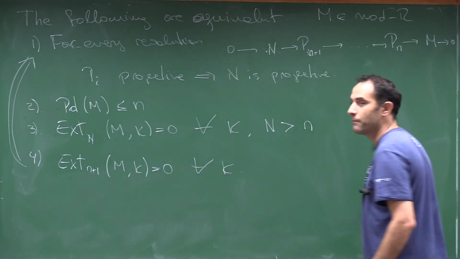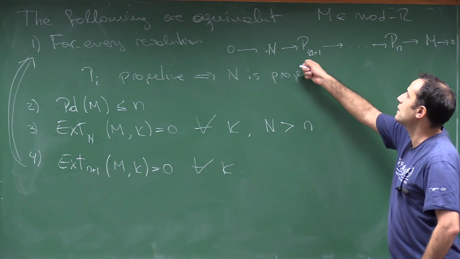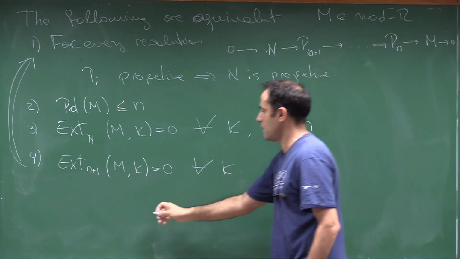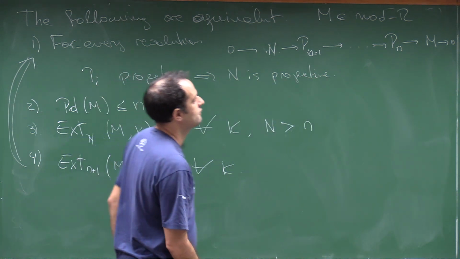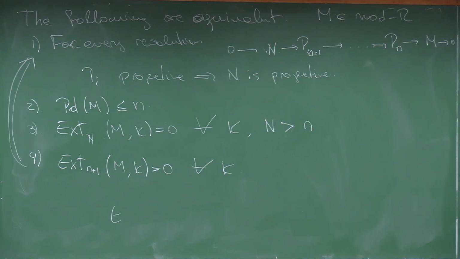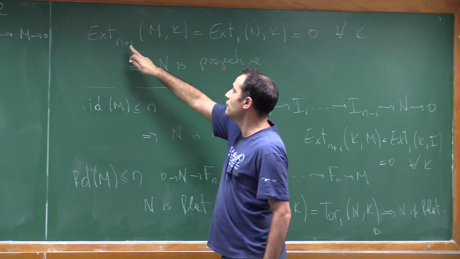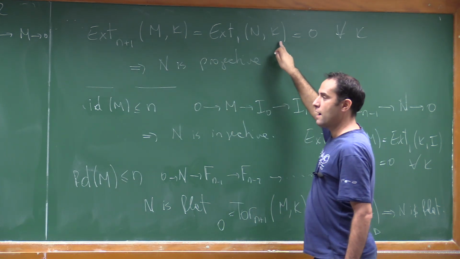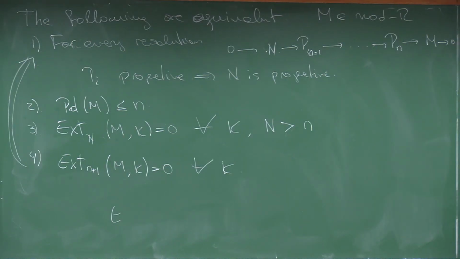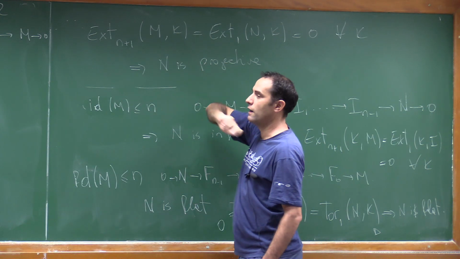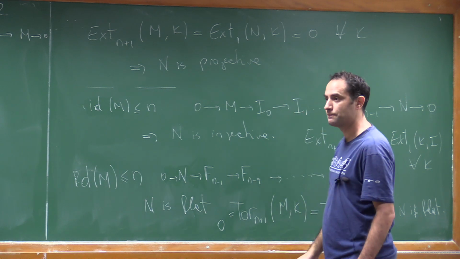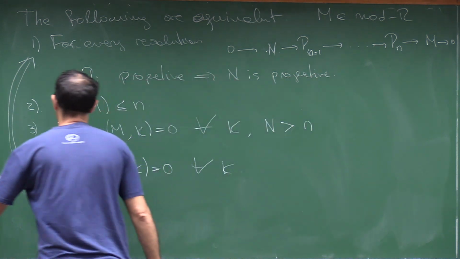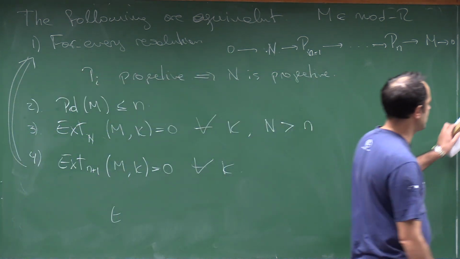And that's what we've proven already. Because if you take any resolution of this form, then, this is a statement that I think I've proven here. If I have a resolution of that form, then since all of the P's are projective, Ext^{n+1}(M, K) is the same thing as Ext^1(N, K). And if this is 0 for every K, then N is projective, which is what we want. So all of these are equivalent. And the same thing happens therefore for injectives.